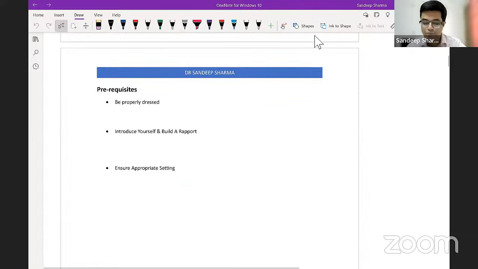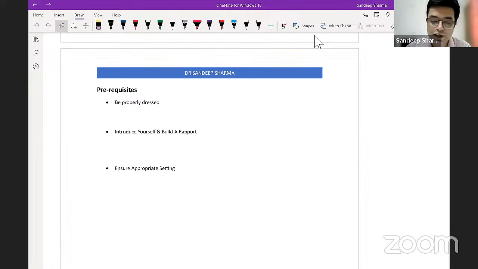So let us start with the prerequisites. Whenever you go to the clinics and you have an exam going on, you have a pediatric patient in front of you, there are certain prerequisites that you need to go through. So what are the prerequisites that you will look out for in these patients? First of all, you should be properly dressed in the wards. It is very important that you are properly dressed. You look like a doctor.